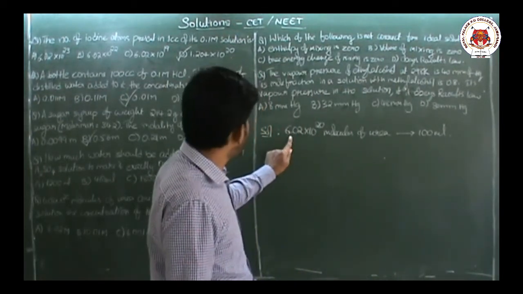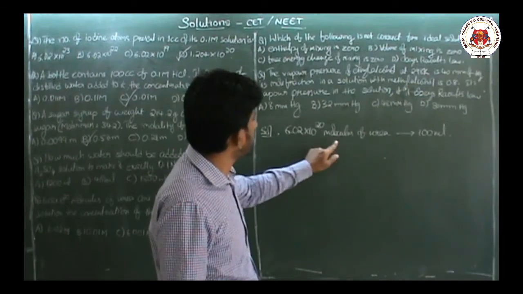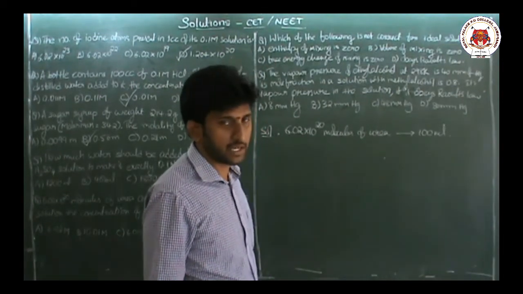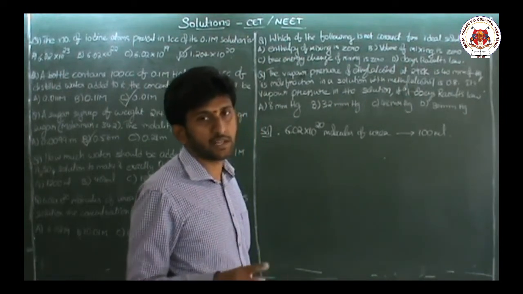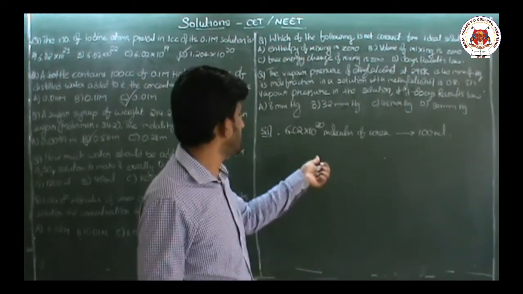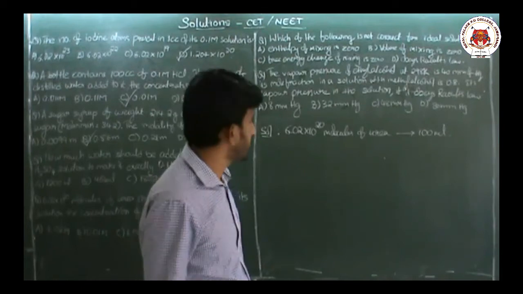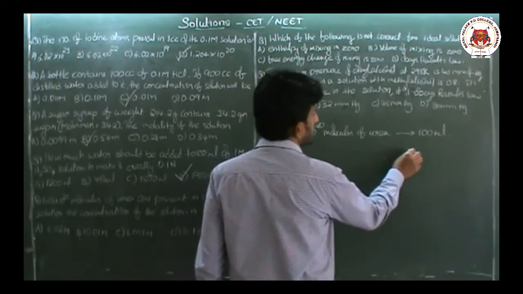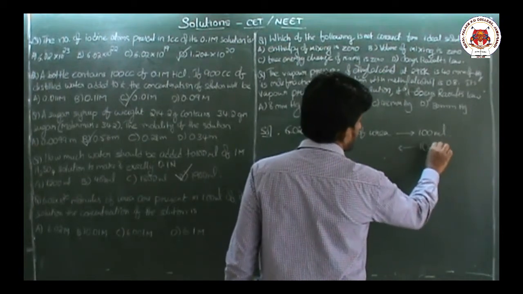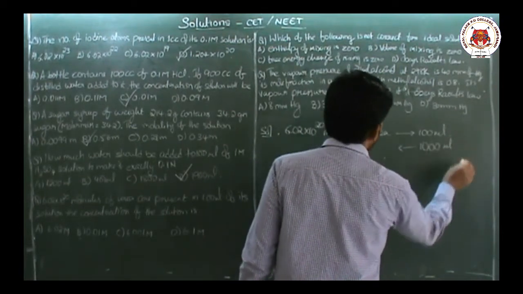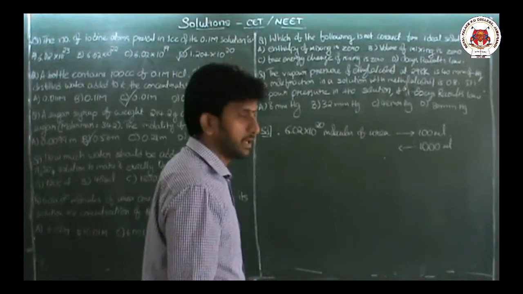Now 6.02 into 10 to the power of 20 molecules of urea is present in 100 ml. For molarity, basically you should consider 1 liter. 1 liter means how much volume? 1000 ml, no? So first let us see how many molecules are present in 1000 ml.